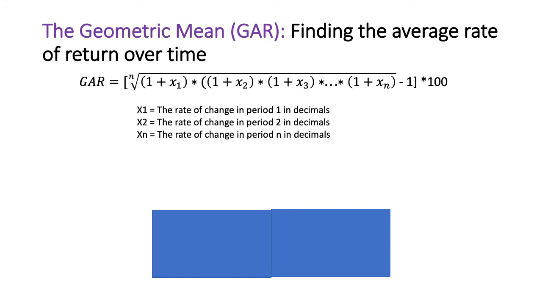The geometric mean can also be called GAR, or the geometric average rate. Here we're trying to find an average rate of growth. Here's the equation for the GAR. The GAR is found by taking the nth root of (1 plus x1) times (1 plus x2), etc. Finally, you subtract 1 from your product after you take the nth root and multiply by 100 to bring it back into a percentage. Here, x1, x2, and xn are the rates of change in each period, represented as a decimal.